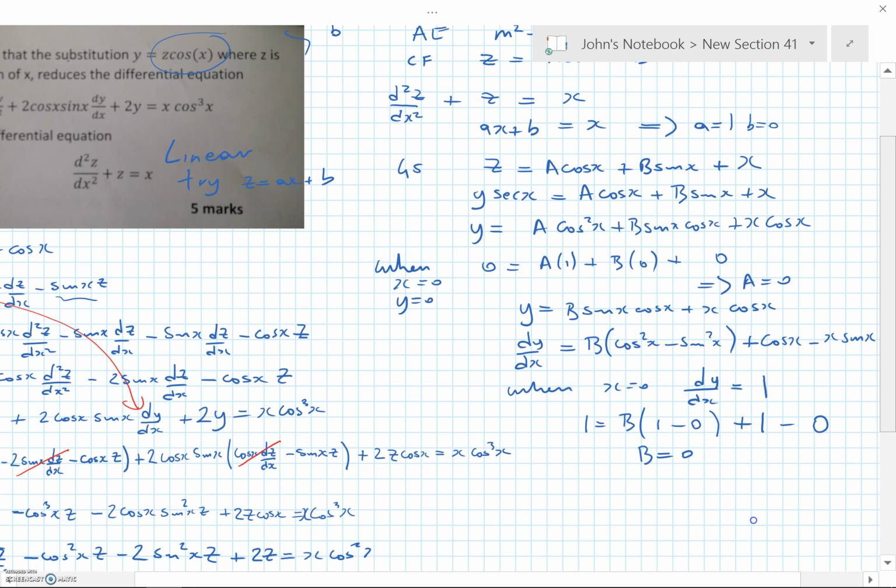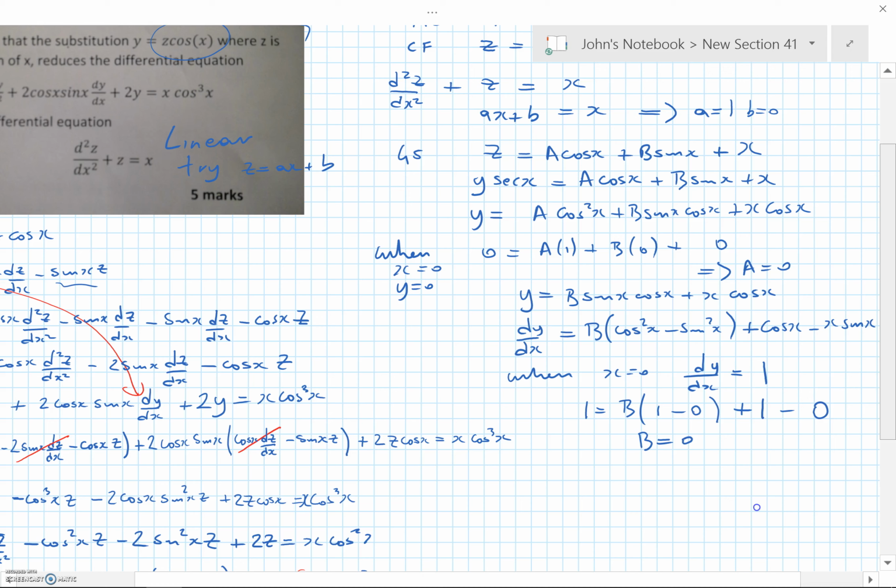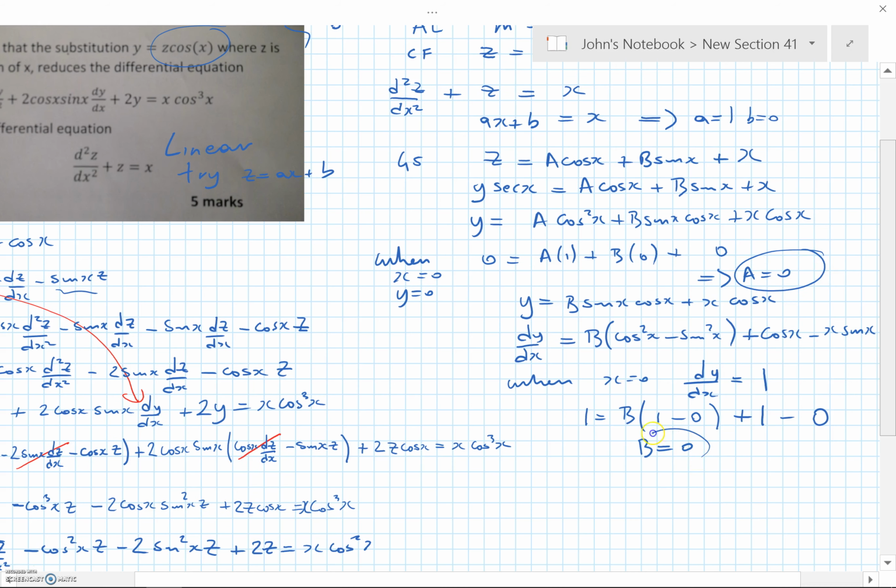After all that, we've got a is 0, b is 0, so all of this is gone. So we're finally left with what we worked out as our particular integral in the first place. We've done all that work to find our particular solution given the conditions, which is y equals x cos x. And that's it. Long, and you just need to be accurate. Okay, bye.